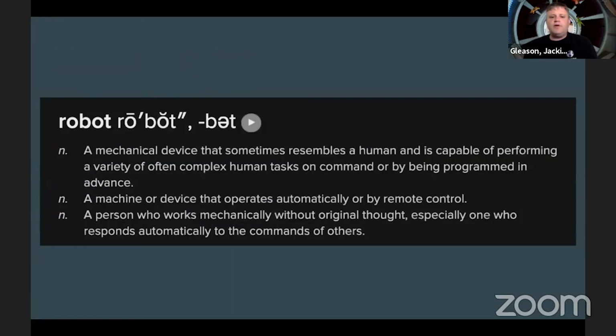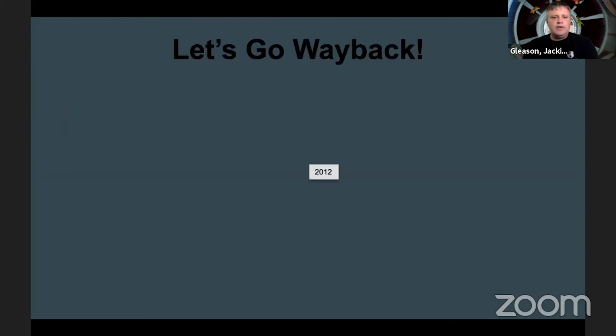For the definition of a robot, there's a couple of terms here. Basically, a mechanical device that sometimes resembles a human, capable of a variety of complex human tasks; a machine that operates by remote control; and one that works mechanically without original thought. The first two we're going to look at, except maybe the resemblance part. But the last one is more of an AI topic, and I think it'd be a great topic to have. It was so hard quantifying what I should put into this talk that I left that out. But maybe for next time, if there's enough interest, we can do a topic on how we implement AI models and things like that.